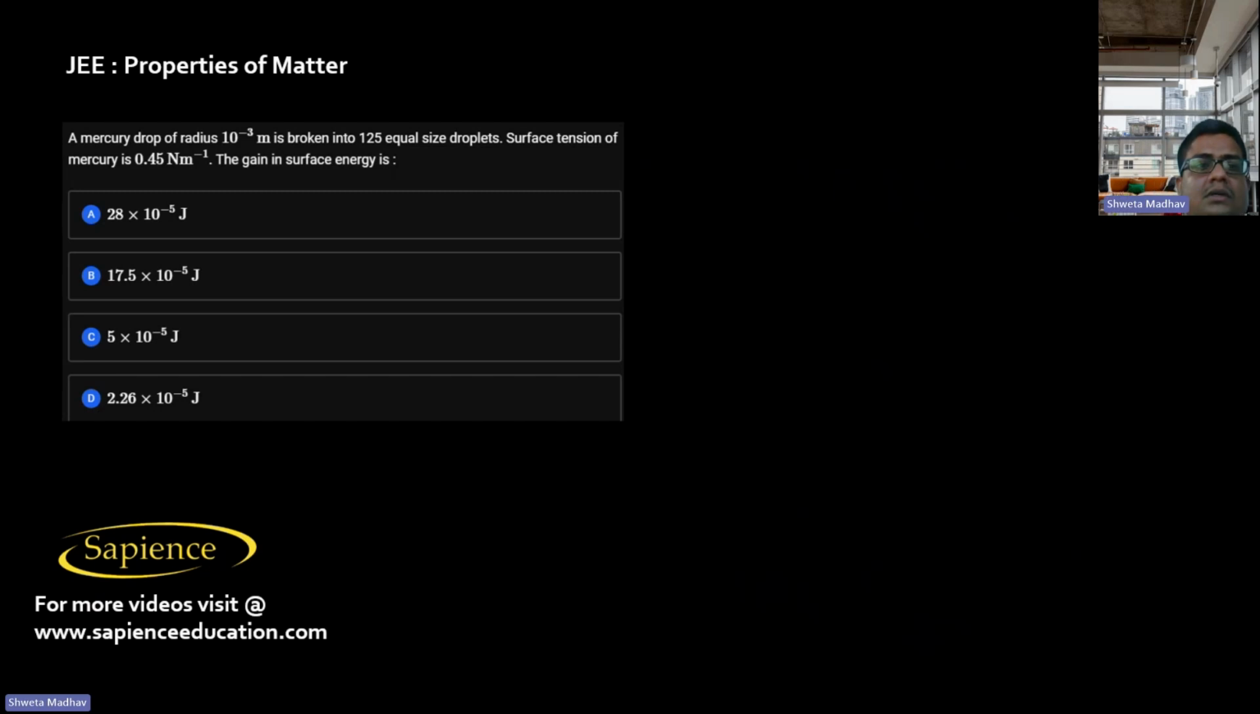It is told that a mercury drop of radius 10 power minus 3 meter is broken into 125 equal size droplets.